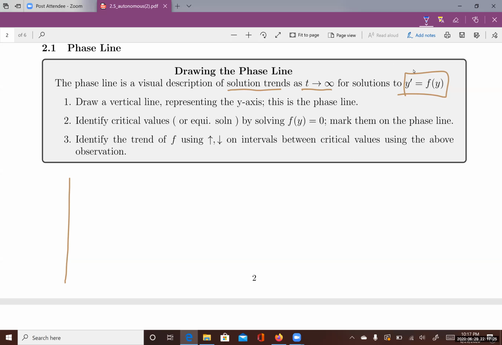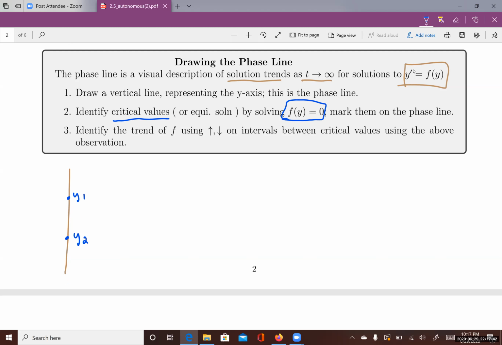On this vertical line, you will plot critical values, or the values at which f of y equals 0. I have two critical values, y1 and y2. I want to identify the trend of the function f, whether f of y is positive or f of y is negative, using the upward arrow and the downward arrow.